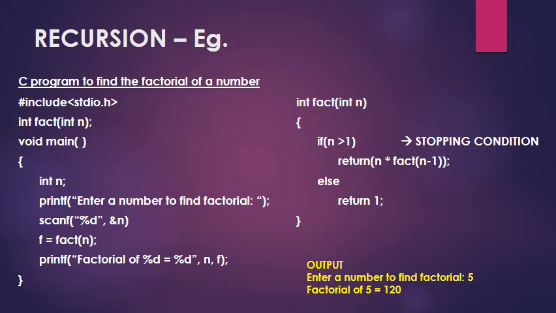So n star fact of n minus 1 ன்னு இருக்கு இல்லையா? So function எப்படி இருக்கு? fact of n ன்னு இருக்கு. ஆனால் recursive call எப்படி இருக்கணும்? அந்த n விட கம்மியாக இருக்கணும். fact of n minus 1 இருக்கணும்.